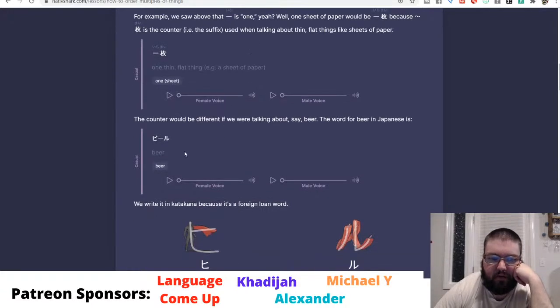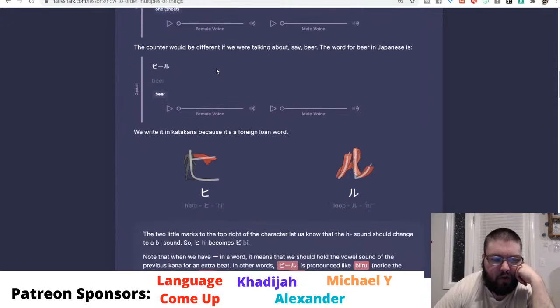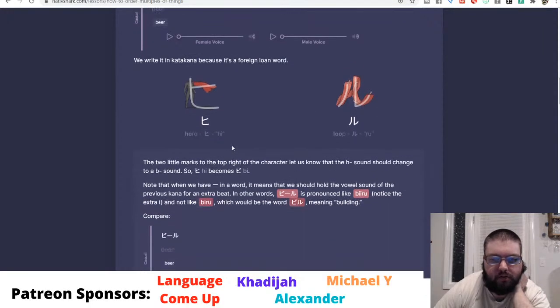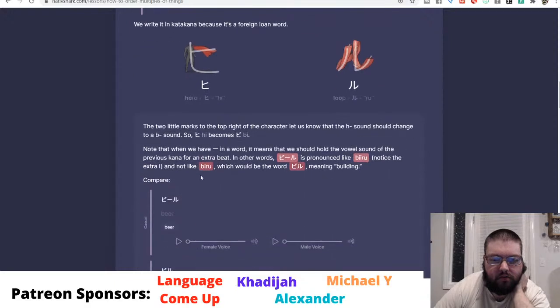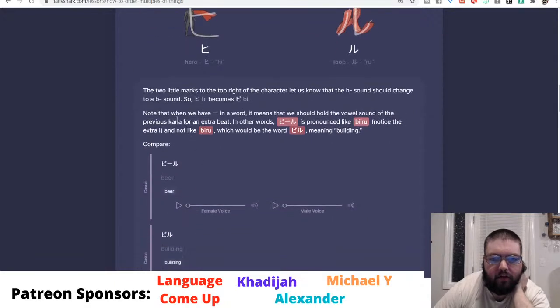The word for beer in Japanese is biiru. ビール. We write it in katakana because it's a foreign loanword. Makes sense to me. Hi. Bi. The two little marks at the top right are known as dakuten. Okay, that turns hi to bi. Note that when we have ー in a word, it means that we should hold the vowel of the previous kana for an extra beat. In other words, biiru is pronounced biiru. Notice the extra e, and not like biru, which would be the word for building.